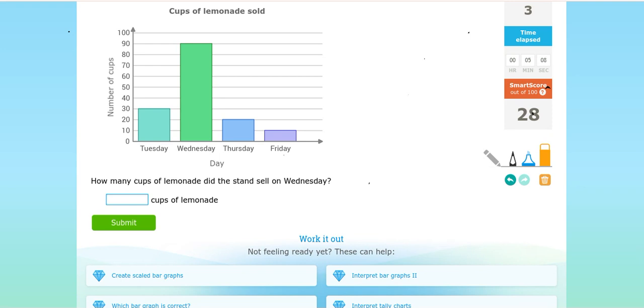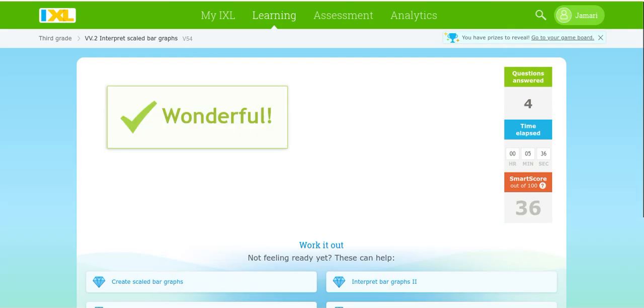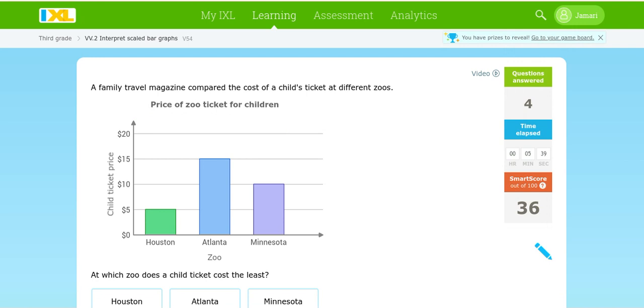So we see that Tuesday has a scale of 30, Wednesday has a scale of 90, Thursday has a scale of 20, and Friday has a scale of 10. It says, how many cups of lemonade did the stand sell on Wednesday? We see that Wednesday sold the highest number of cups of lemonade. So the greatest number of cups of lemonade was Wednesday, and 90 cups were sold.